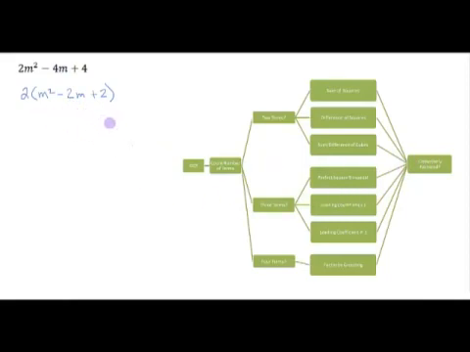All we could do with this polynomial is take out a greatest common factor. We don't say that it is prime because we did at least take out a greatest common factor.